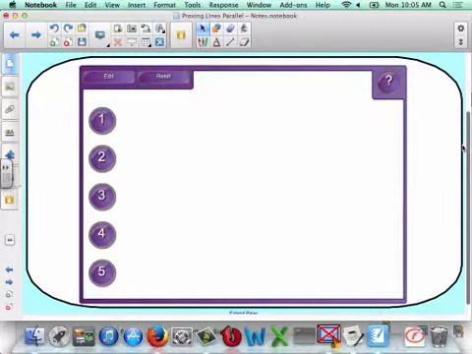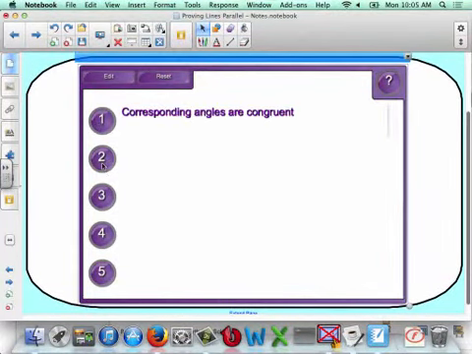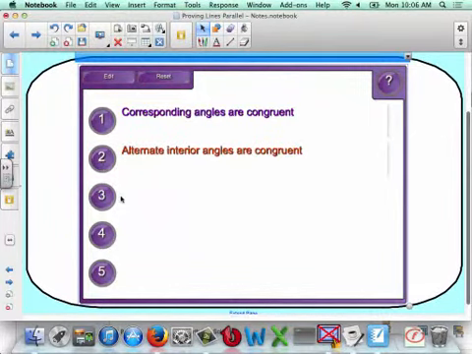The first one is that if two lines are parallel, then the corresponding angles are congruent. Guys, this is an if and only if, so I'm going to call it a biconditional statement. If the corresponding angles are congruent, then the lines are parallel. If my alternate interior angles are congruent, then my lines are parallel.